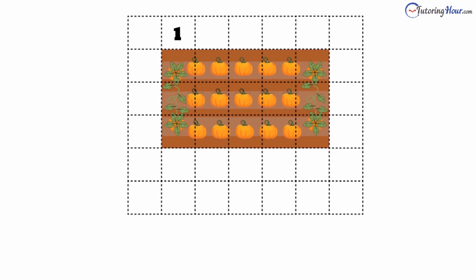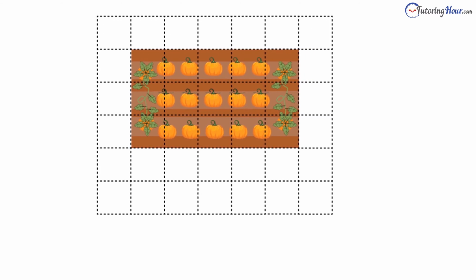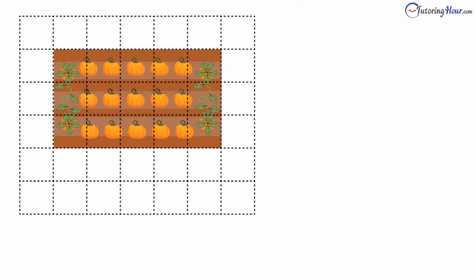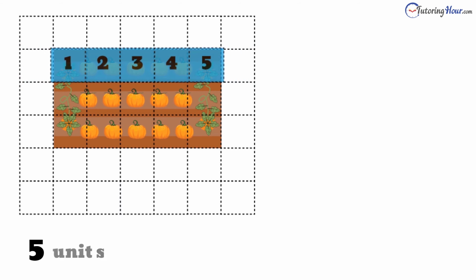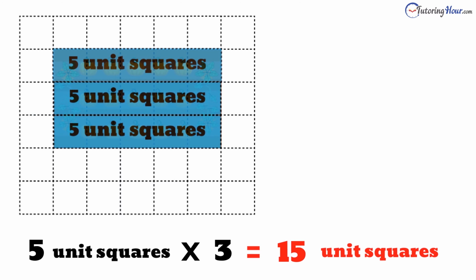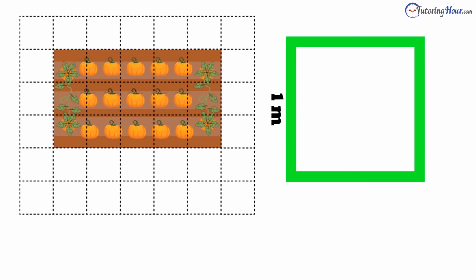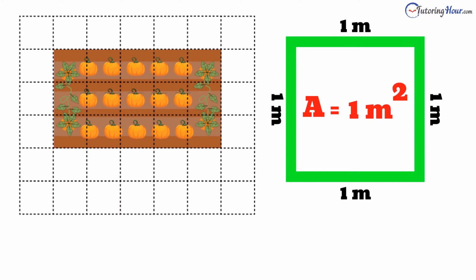There are 1, 2, 3, 4, 5 unit squares or columns along the length. And there are 1, 2, 3 such rows. So the total number of unit squares occupied by this rectangle is 5 unit squares times 3, and that is 15 unit squares. We'll assume that each side of the unit square measures 1 meter. Then its area becomes 1 square meter.